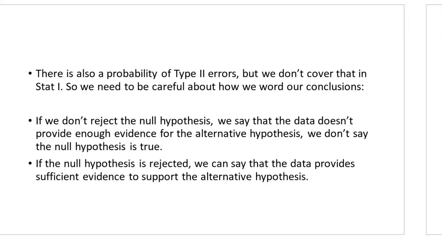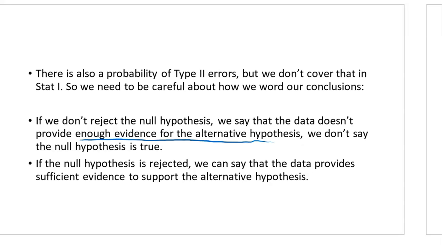Suppose we don't reject the null hypothesis. We don't say that the null hypothesis is true. What we say is that the data doesn't provide enough evidence for the alternative hypothesis. So I'm not saying that the null hypothesis is true. I don't know that. What I'm saying is I haven't hit that threshold yet where I can reject it. So we say that the data does not provide enough evidence for the alternative hypothesis.